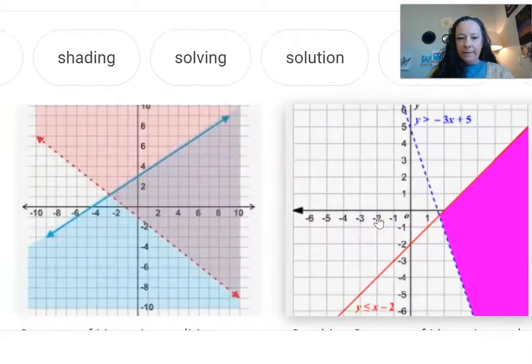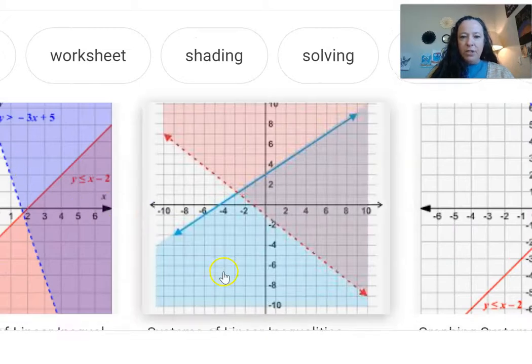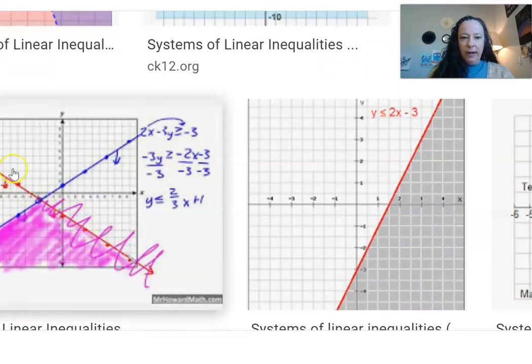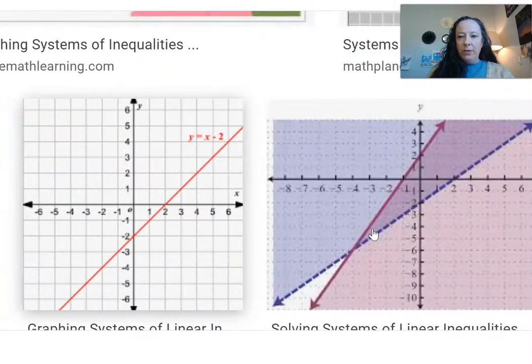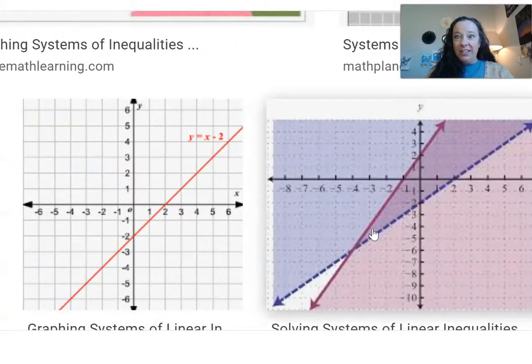Let's see. Yeah, so you've learned this. You graph both of them and you find the common shading, and that's your answer, okay? So what we're going to be doing today is looking at quadratics with the same principle. So it should go pretty quick, but you never know.